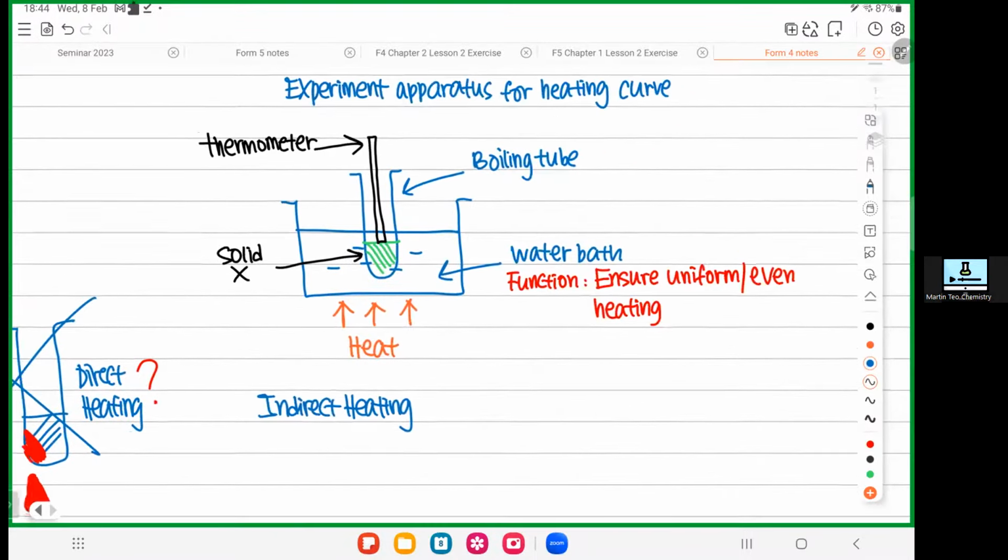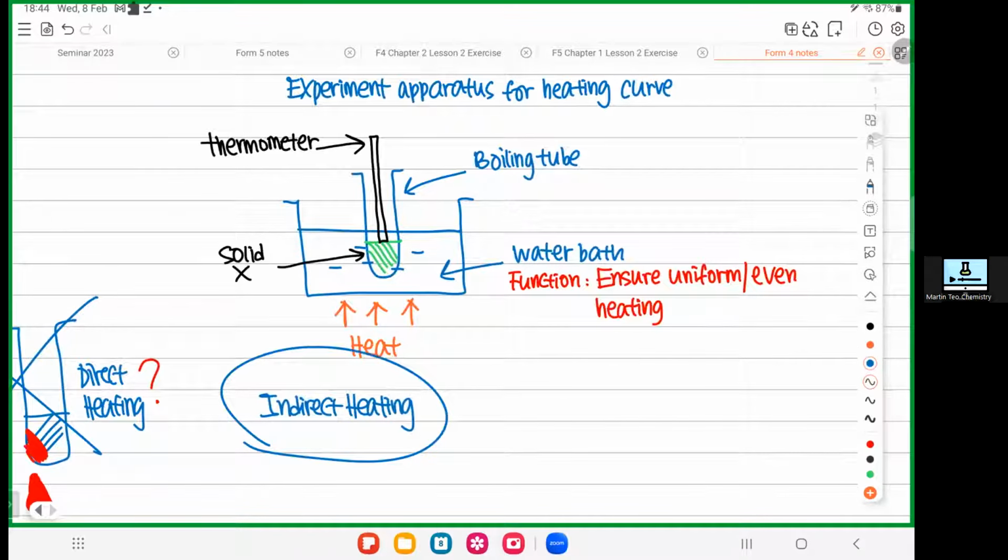But if you do indirect heating by using a water bath like this, no problem. Because when you heat the water, now the water is hot. The hot water will heat the substance in all directions. So every part of the solid is heated, which is good. If you check the temperature here, same. Temperature here, same. Temperature here, same. So this is called uniform heating.